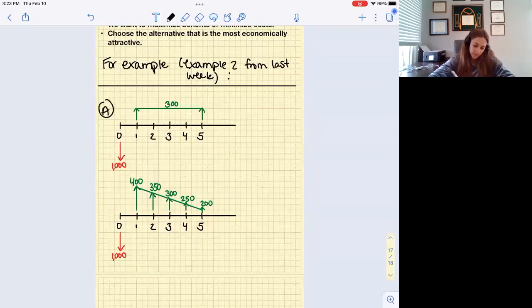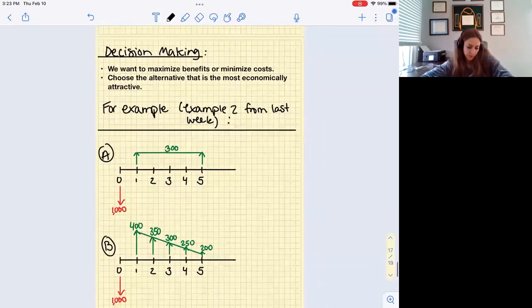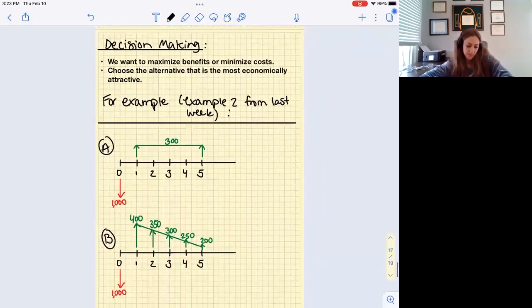Okay, let's label this A and B. So for A, the present worth for A, someone help me out. How should I calculate the present worth for A? Sure, where do you want me to scroll up? Was it from this problem, the future worth? Decision making. Okay, here you go.